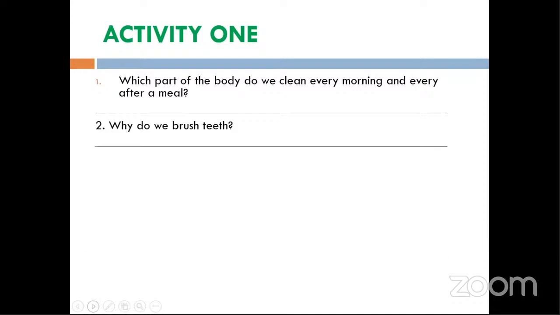Okay, so let's move to the next question. The question says, what do people use to cut fingernails? By show of hands, you have to raise up your hand. Yes, Nathan? Nail cutter.